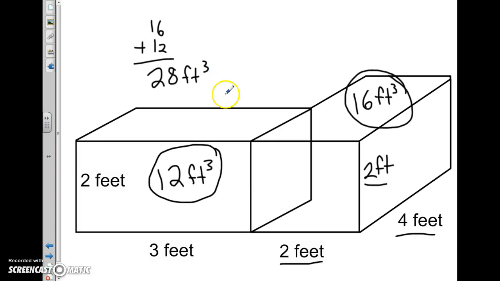All right, and that is how you find the volume of a rectangular prism and the volume of an irregular shape made up of two rectangular prisms.